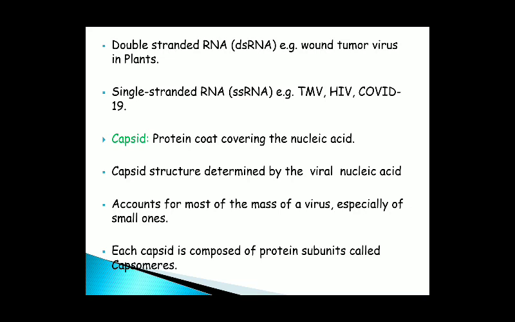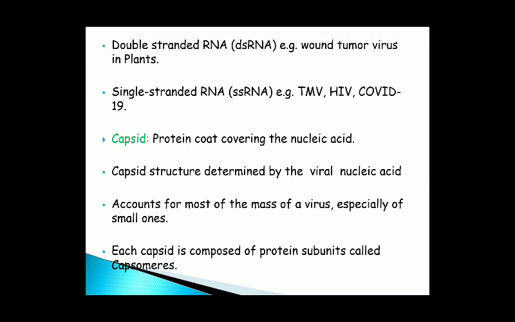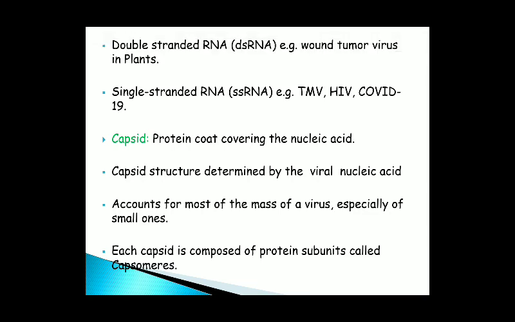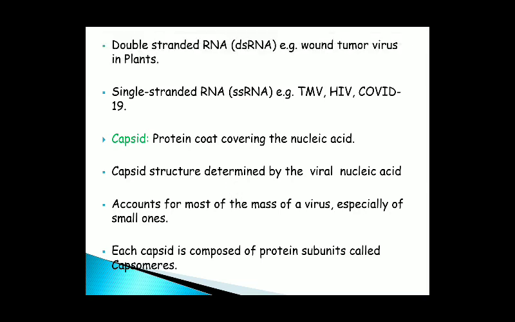Now, double-stranded RNA viruses. Those viruses which contain double-stranded RNA as their genetic material are known as double-stranded RNA viruses. And the example is wound tumor virus in plants. These are those viruses which cause the formation of tumor-like structures in plants. And you have to remember that these viruses contain double-stranded RNA as their genetic material.